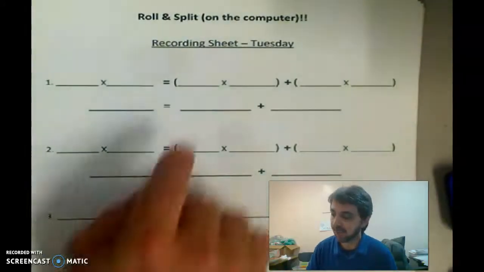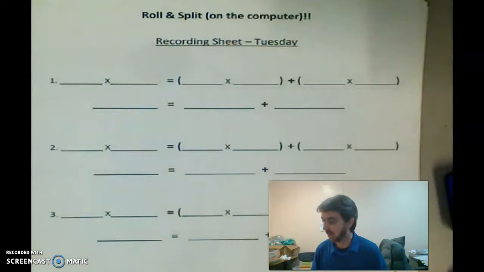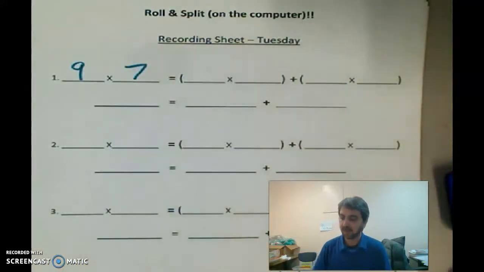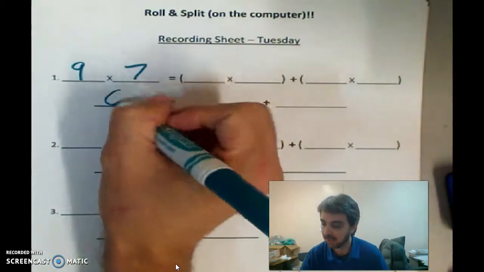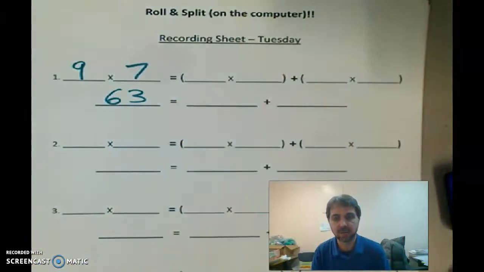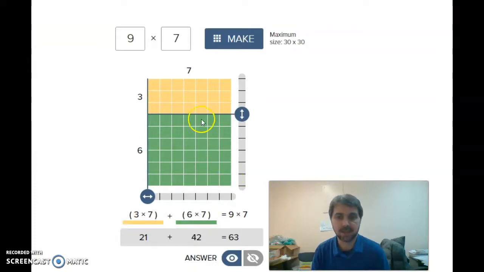So in your math packet, I have a recording sheet for you to work on. I rolled 9 times 7, so I write that in. First of all, I've got to figure out what 9 times 7 is. I happen to know that's 63. You'll have this right in front of you, and you'll be looking at your computer, which will look like this. Here I have 3 times 7 as 1 rectangle.